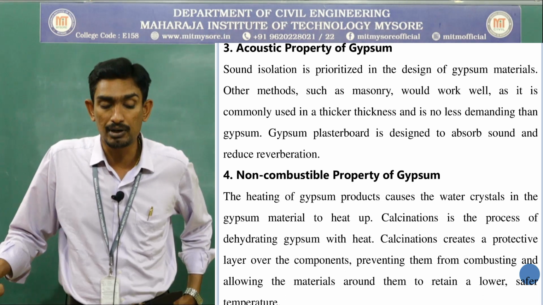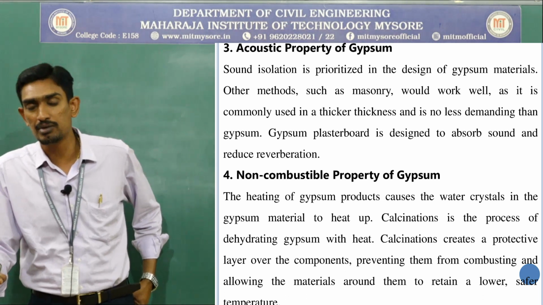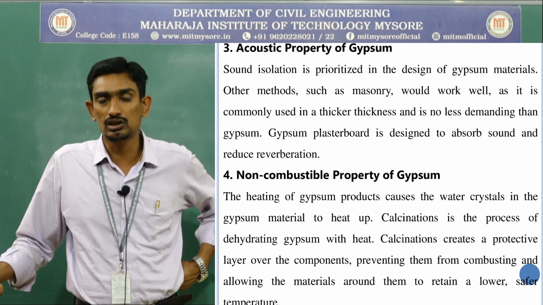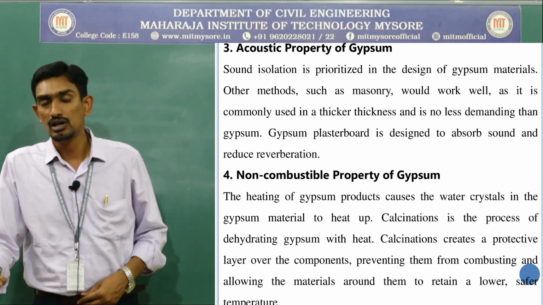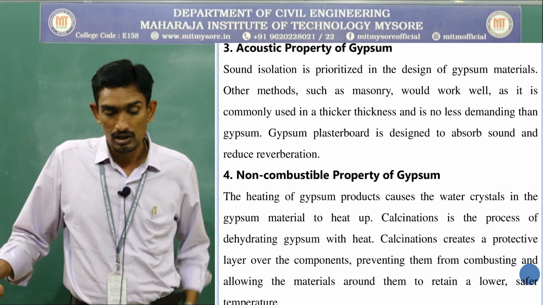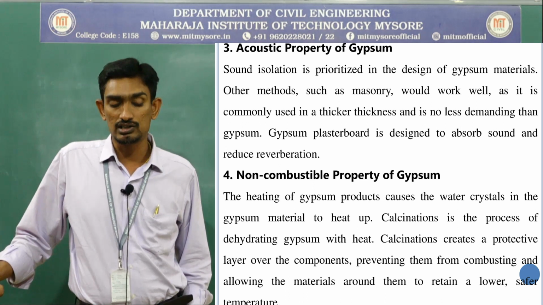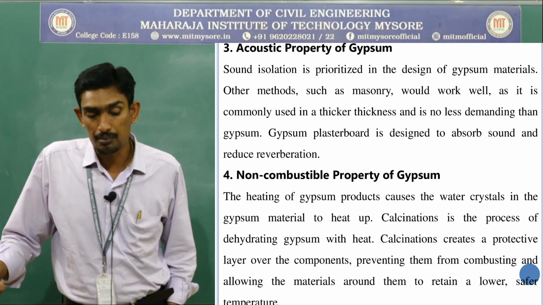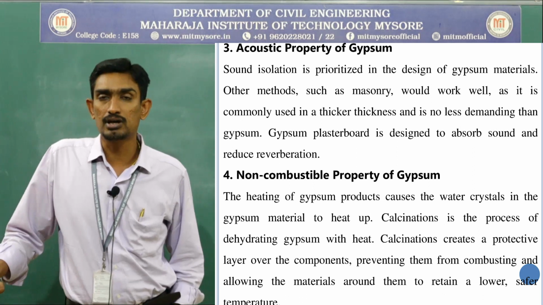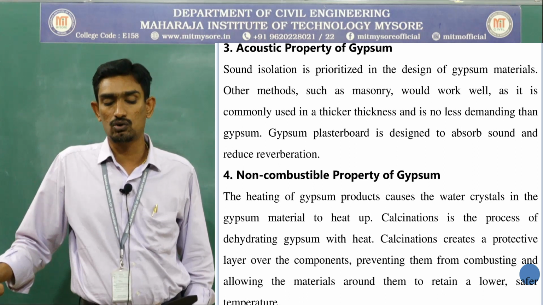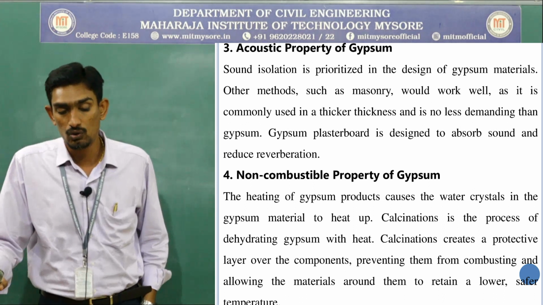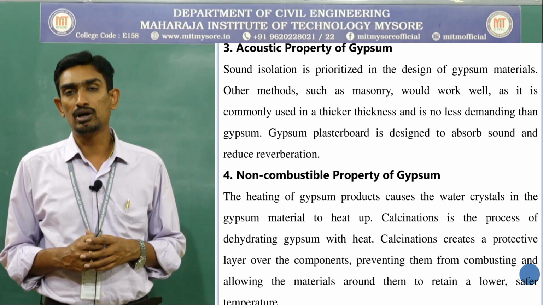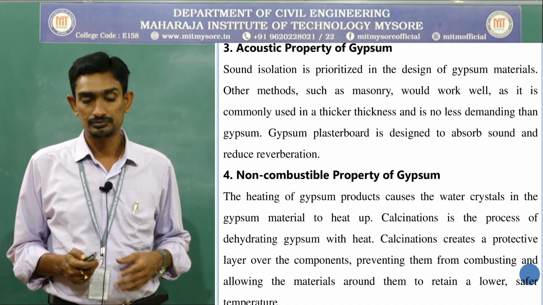Next, the non-combustible property. It is a very interesting property. Why? Because as I stated, it chemically contains water crystals. Because of this water crystal presence, it is a non-combustible material. We can see that calcination is a process of dehydrating gypsum with heat. Calcination, I told, is heating. It creates a protective layer over the components, preventing them from combusting and allowing the materials around them to retain a lower temperature. So this is another interesting property and advantage of a gypsum board.